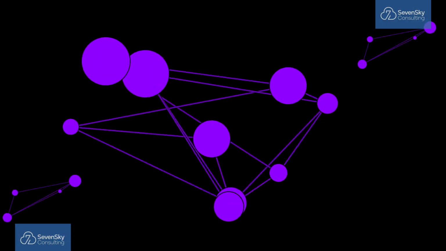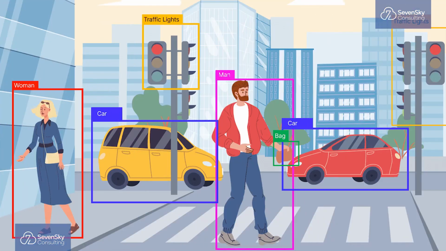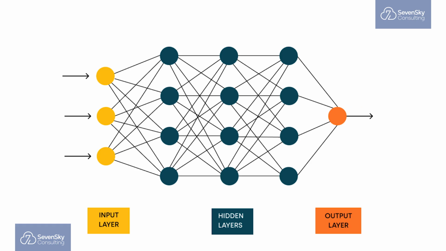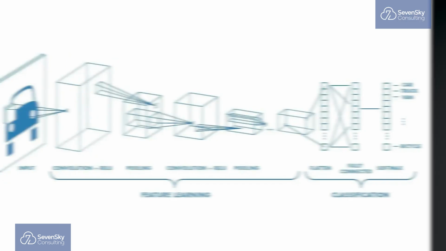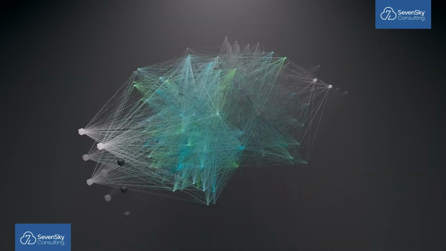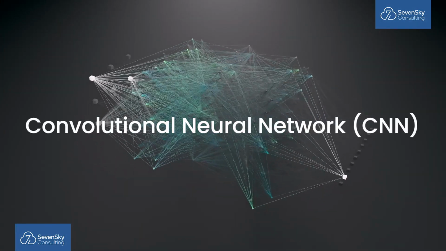Now think about an even more complex problem: placing a camera in front of a car to detect objects in real time. For such scenarios, a standard neural network might not be sufficient. We need to enhance our neural network to handle the complexity of these tasks. This is where the beautiful and powerful model, the convolutional neural network, CNN, comes into play.